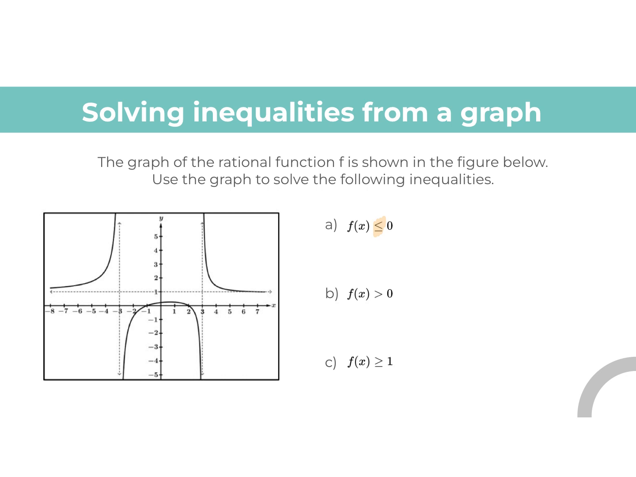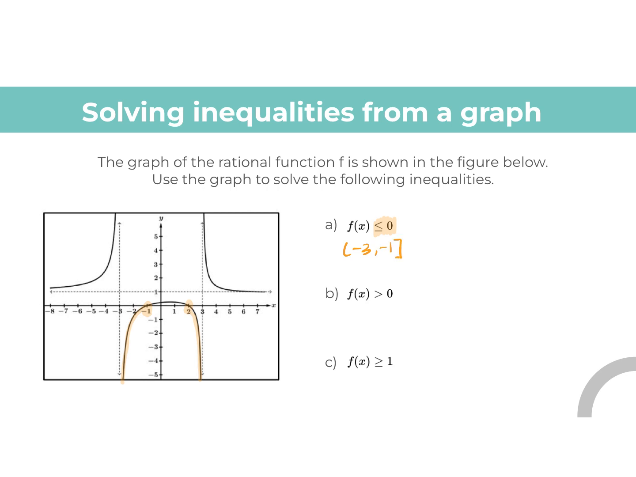Okay, first up I have where this function is less than or equal to 0. So I want all the parts of my graph that have negative y values or zeros. Okay, and I have two pieces of my graph that fit this. The first piece is going to be from -3 to -1.